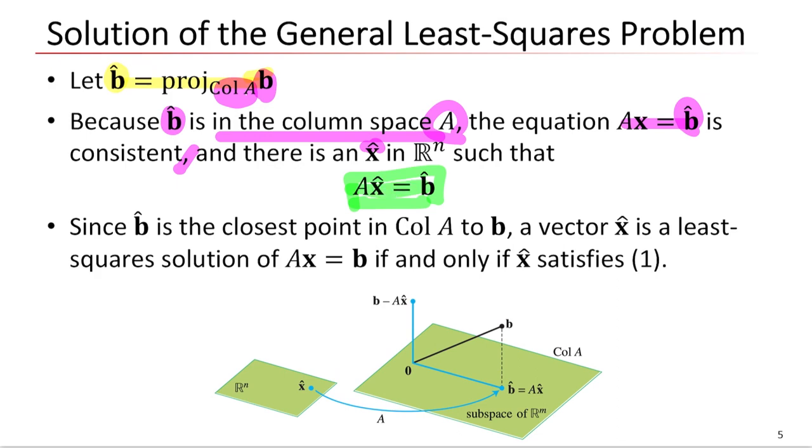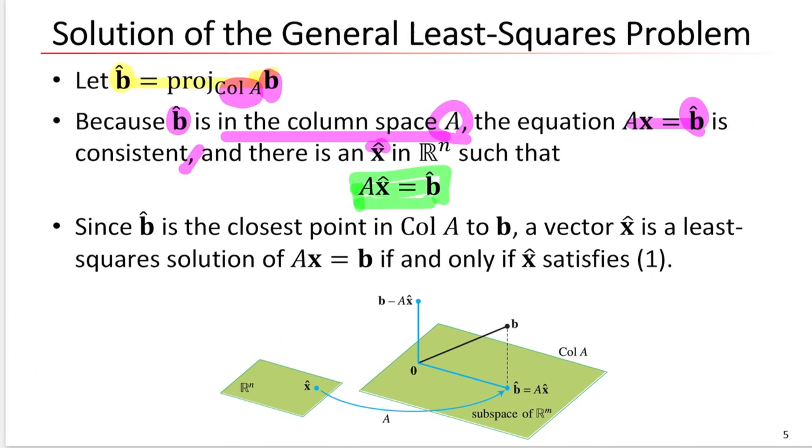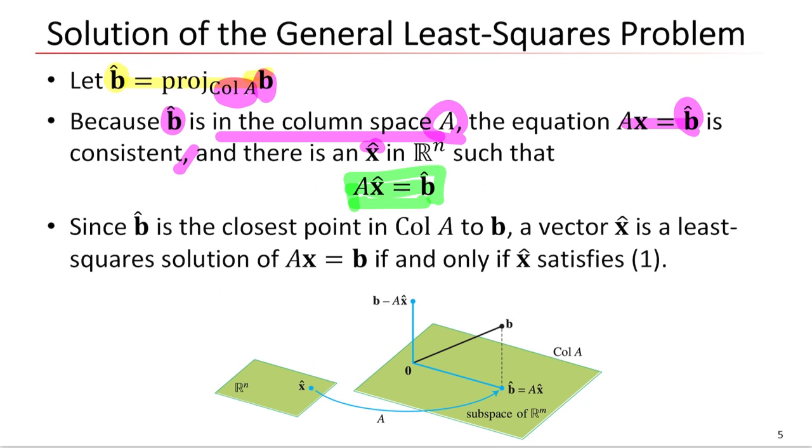A x hat is equal to b, something like this, right? Then the question is, we want to find out x hat that satisfies this equation. Since p hat is the closest point in the column space of A to b, and we already know p hat is here, then the vector x hat is the least squares solution of Ax equals b.